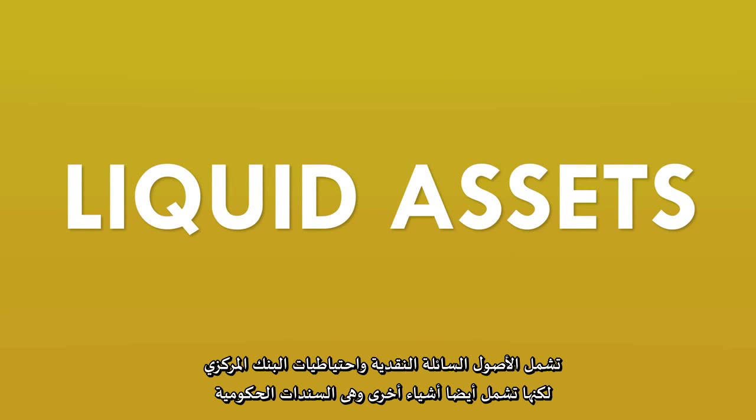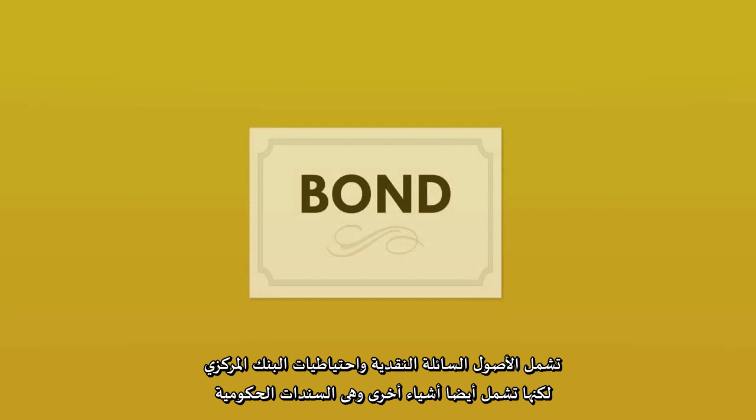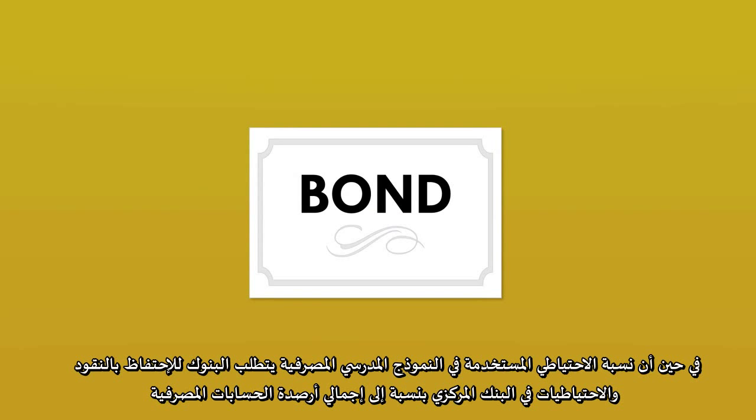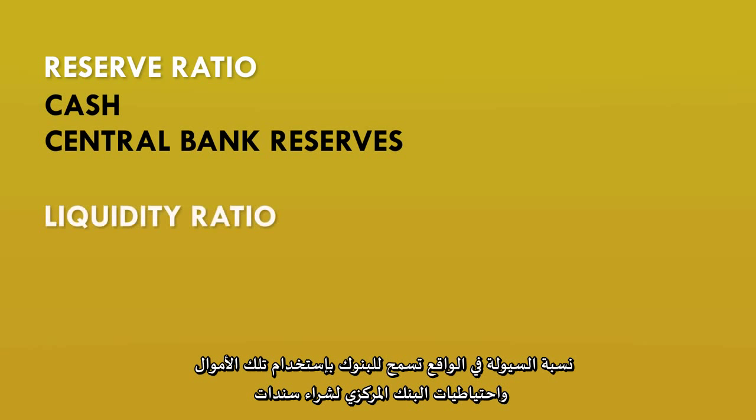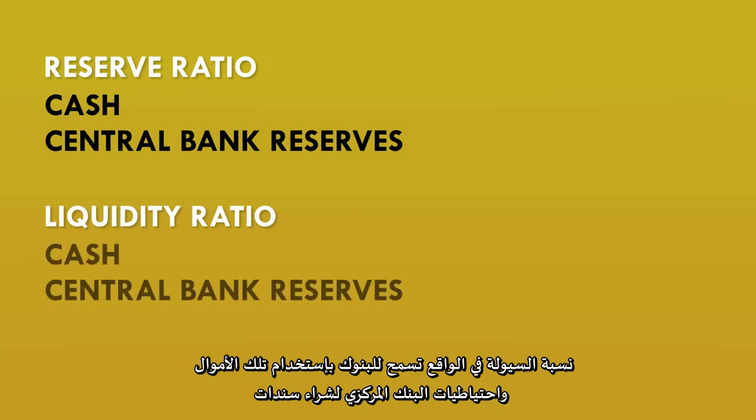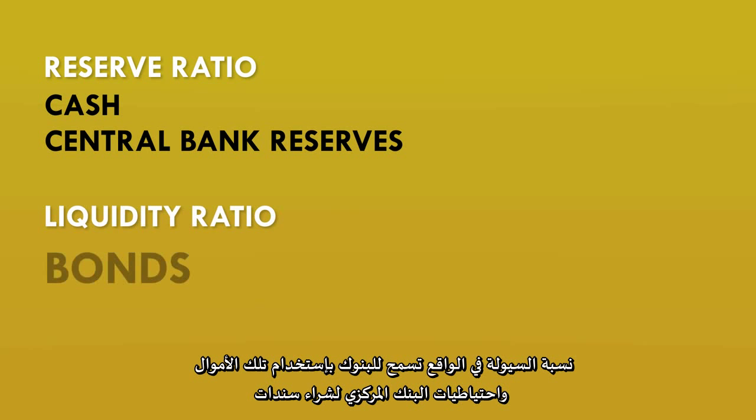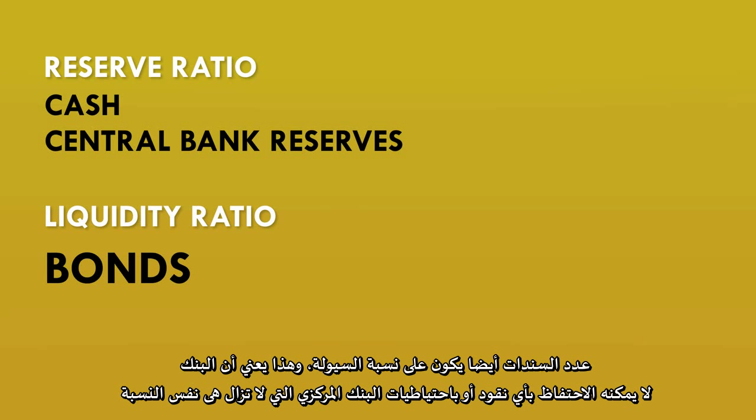Liquid assets include cash and central bank reserves, but they also include other things, in particular government bonds. While the reserve ratio used in the textbook model of banking requires banks to hold cash and central bank reserves in proportion to the total balances of their customers' bank accounts, a liquidity ratio actually allows the banks to use that cash and central bank reserves to buy bonds. The bonds also count towards the liquidity ratio, meaning that the bank could hold no cash or central bank reserves and still meet the ratio.